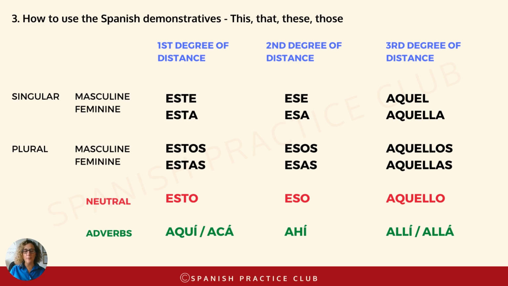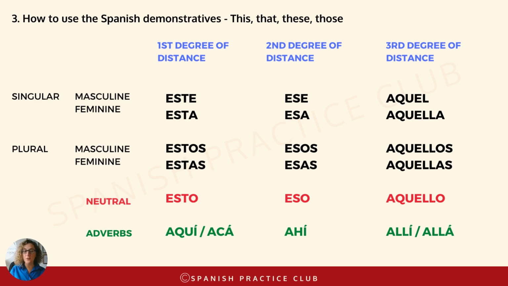So we've got the singular and the plural, we've got our masculine and feminine, and we also have a few neutral words that are going to allow us to talk about things when we do not know what the gender is, as well as the adverbs of positioning. So how do you say here, there, and over there in Spanish to allow you to say, for example, the phrase, this book is here, or that tree is there, or that house is over there. So that's what we're going to be learning with these next few slides.